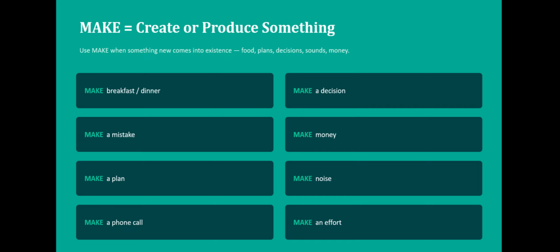She makes good money as a designer. Number 5, make a plan. Let's make a plan for the weekend. Number 6, make noise. The kids are making so much noise. Number 7, make a phone call. I'll make a call and check. And number 8, make an effort. Please make an effort to arrive on time. See the pattern? In every single one, something new is being produced. A meal, a decision, a sound, a plan.